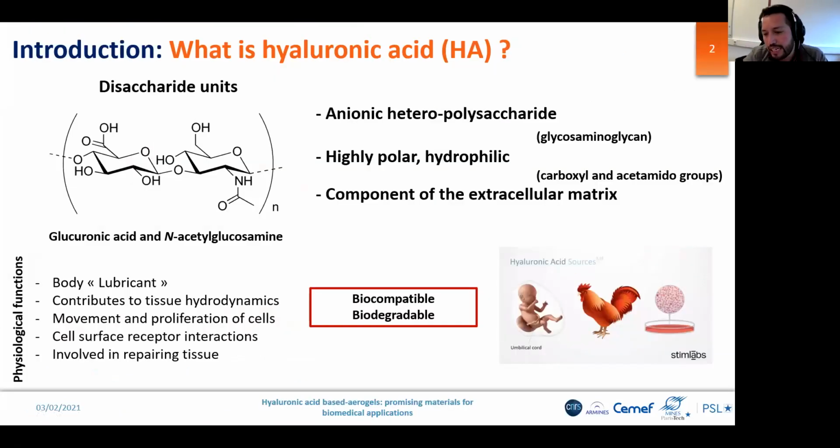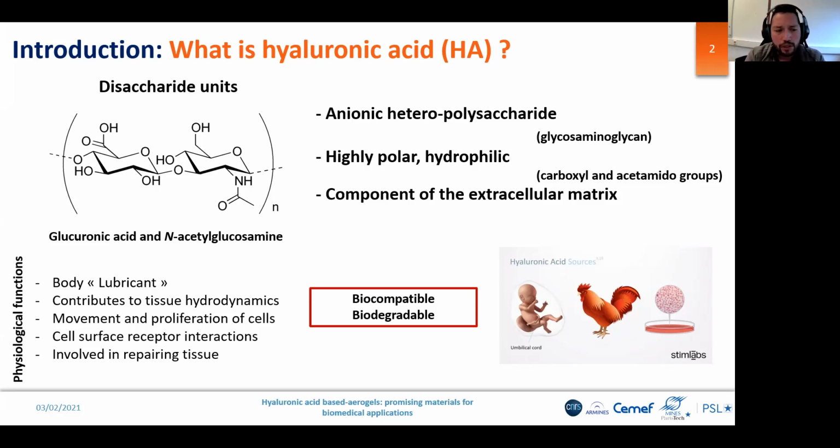What is hyaluronic acid? Hyaluronic acid is an ionic heteropolysaccharide. It is composed of two kinds of monomers, the glucuronic acid and the acetylglucosamine. These two monomers that compose disaccharide units inside of the hyaluronic acid have different functional groups that make this molecule, the hyaluronic acid, highly polar and very hydrophilic. The hyaluronic acid is also the main component of the extracellular matrix.